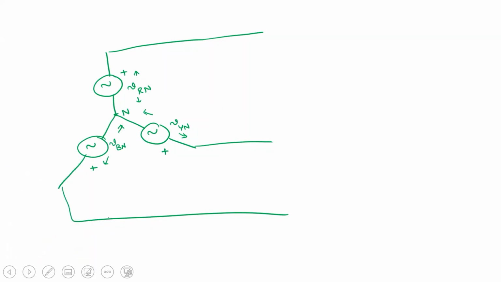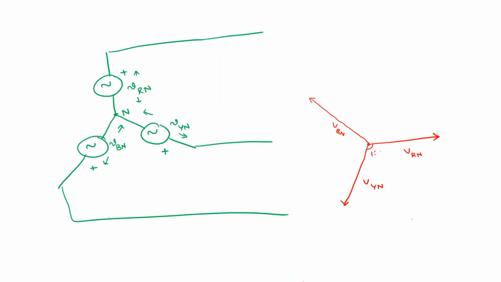So how do you draw the phasor diagram? For a particular case, if you assume this is the origin, this is the VRN phasor. And this is 120 degrees shifted, so this is the VYN phasor. And this will be the VBN phasor. Clear? So this angle is 120 degrees, and this is also 120 degrees. Agree?